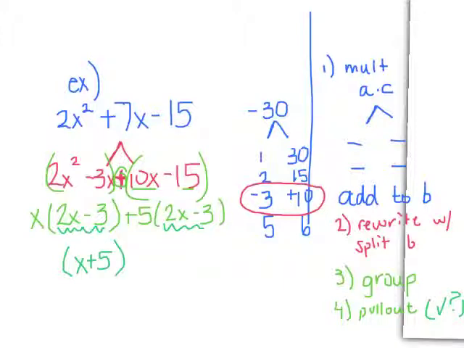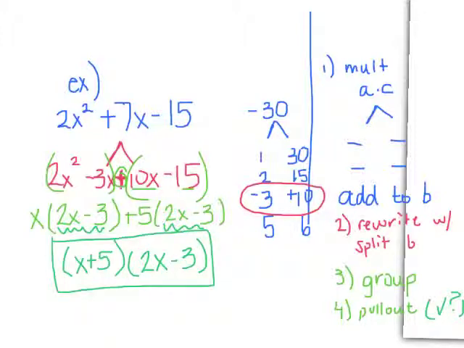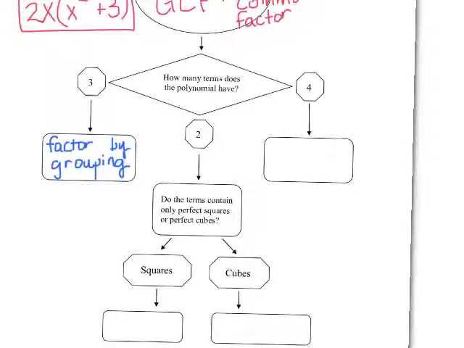So I wrote what's outside the parentheses. It doesn't matter the order, but I wrote x plus 5. And then 2x minus 3. Okay, and that's it. Alright, so that's what we would do if we have 3 terms.